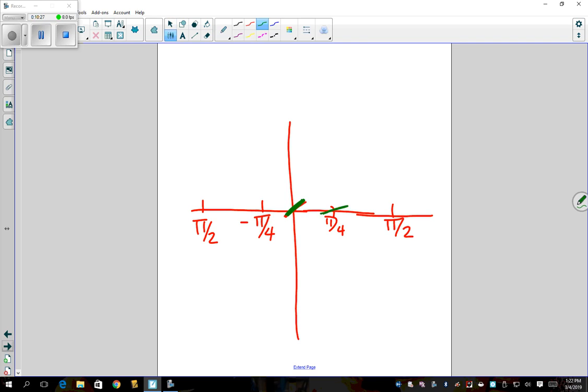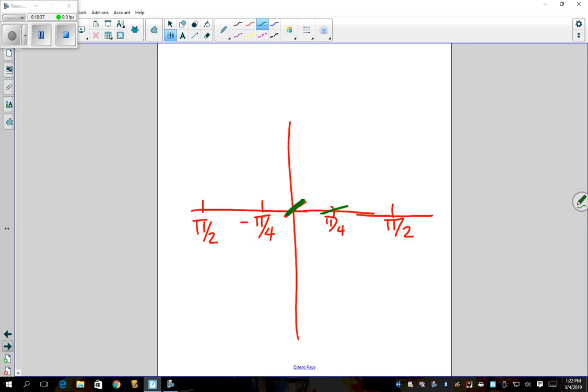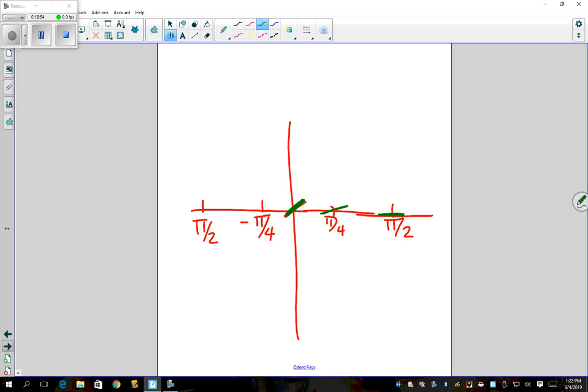And then by the time I get to pi over 2, if I plug in pi over 2 for x, I should get 0. So my slope is 0. And I notice for all of these as well, no matter what I plug in for my y, I will get the same slopes for dy dx. So I'm going to go ahead and for y equals, let's say, 1 and 2, draw the same slopes because my equation is not dependent on y.